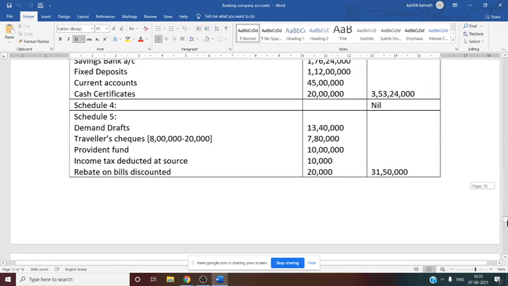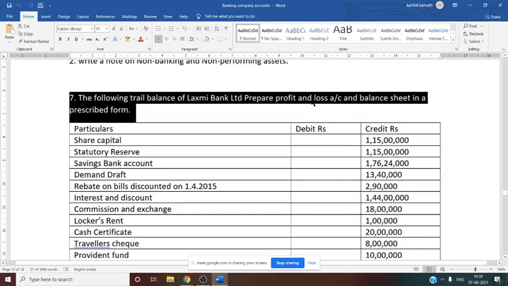First we will discuss problem number 7. The following is the trial balance of Lakshmi Bank Limited. Prepare profit and loss account and balance sheet in the prescribed form. So here you need to prepare both balance sheet as well as profit and loss account.